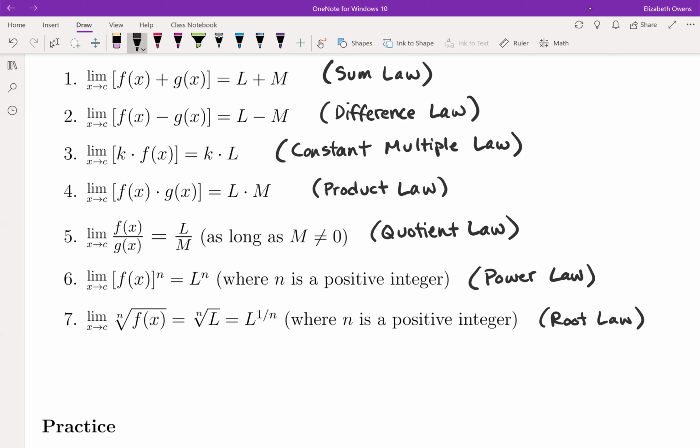So the overarching theme of all these limit laws is whatever you're doing to the functions, you're just going to do that same thing to the limit value to calculate the new limit.